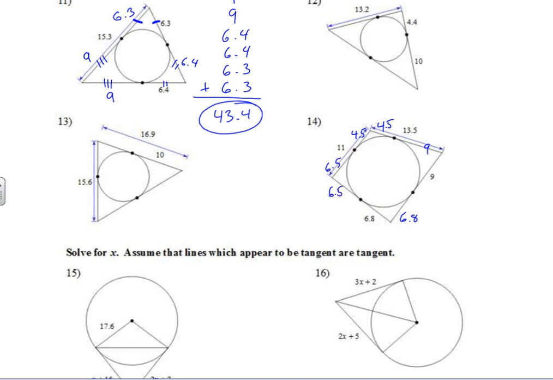Now how you want to add those together is kind of up to you. Just make sure that you get them all in. So if you want to go ahead and do this as 11 and 13.5, 9, 6.8, 6.8, 6.5, maybe that's a little bit of a quicker way of doing it because we already know the sum of two of those sides. So 11 plus 13.5 plus 9 plus 6.8 plus 6.8 plus 6.5 is 53.6. Okay, so that's the perimeter.